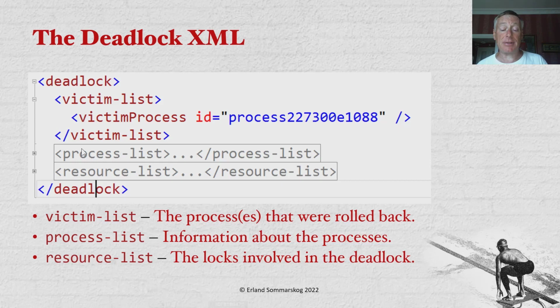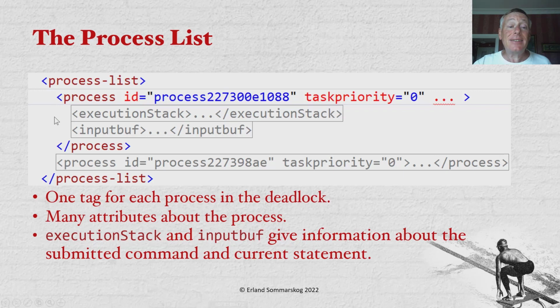Now, let's start with the process list. Inside the process list, there are at least two process tags, because just like it takes two to tango, it takes at least two for a deadlock. There are lots of attributes that I've just shortened out here. And there are also two other nested tags, executionStack and inputbuf, that give you information about the current statement. Let's start to look at these.